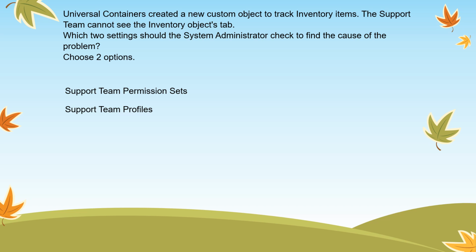Universal Containers created a new custom object to track inventory items. The support team cannot see the inventory objects tab. Which two settings could the system administrator check to find the cause of the problem? Choose two options: support team permission sets, support team profile.